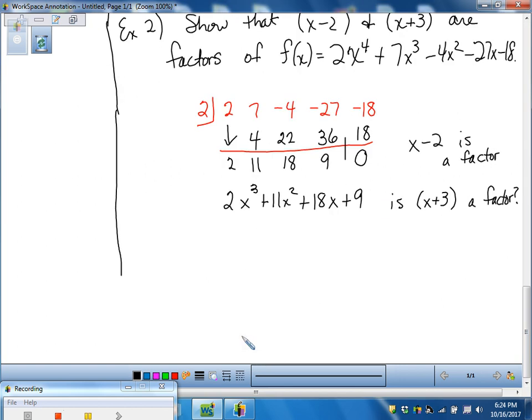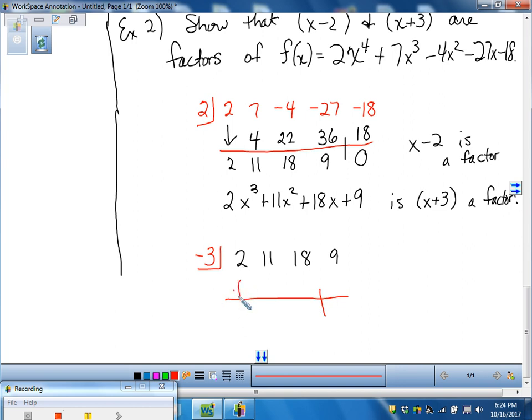Okay, I don't have to rewrite that out. I really could just take my coefficients and start dividing them. So let's go ahead and do that. Again, check to make sure everything is present. You have a coefficient for each term. So I've got 2, 11, 18, and 9. And now I want to divide this by the opposite of x plus 3, so I'm dividing by negative 3.